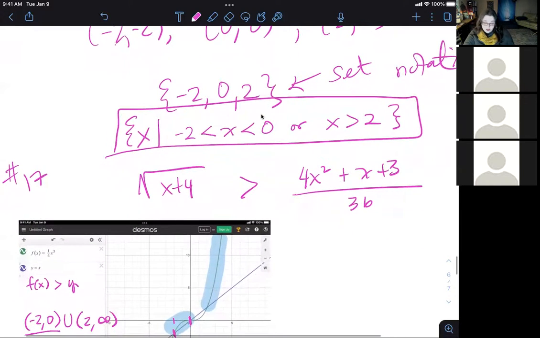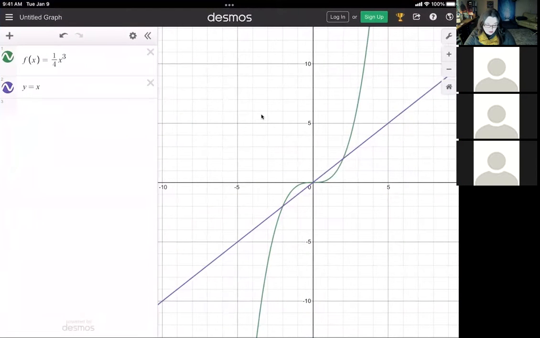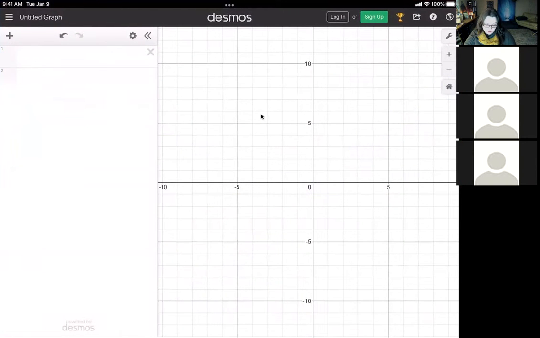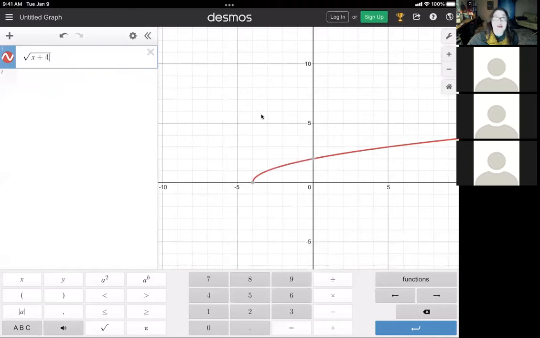So for the next one, I could do a similar thing. I could take and put it into Desmos. And if I was logged in, I could save that so that I could go back to that graph time and time again. But the next one says the square root. So there's the square root of x plus 4, right? Was that it? Oh, sorry. Square root of x plus 4, yes. Okay. And then the next one was, what was it?